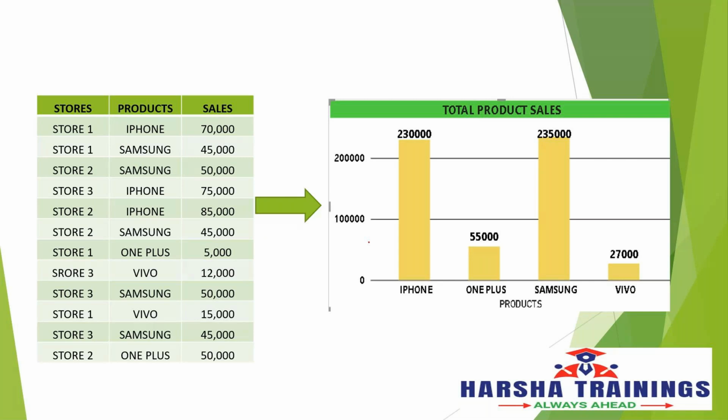Whenever any product manager of these industries watches this graph, what can they understand here? Samsung has the highest sale. Okay, fine. So Samsung has reached its goal, right? And coming to iPhone also fine, Vivo also fine, OnePlus also fine.